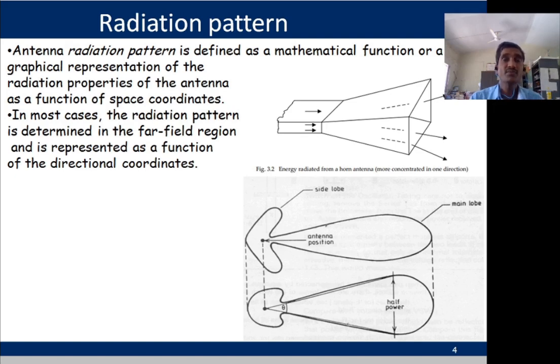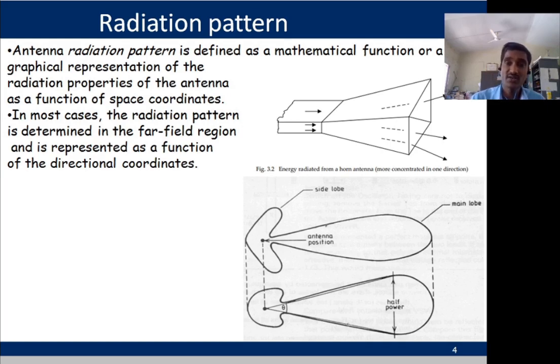So what is the definition of the radiation pattern? Radiation pattern is nothing but the mathematical function or graphical representation of the radiation property of an antenna as a function of the space coordinate. That means when you apply the electric energy or the electric signal to the antenna, it converts its energy into the form of electromagnetic waves. Now how it radiates that energy is represented by this radiation pattern.